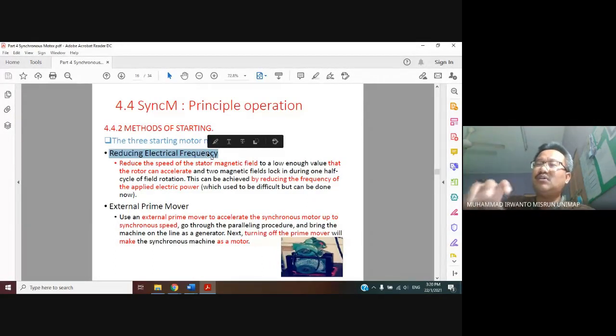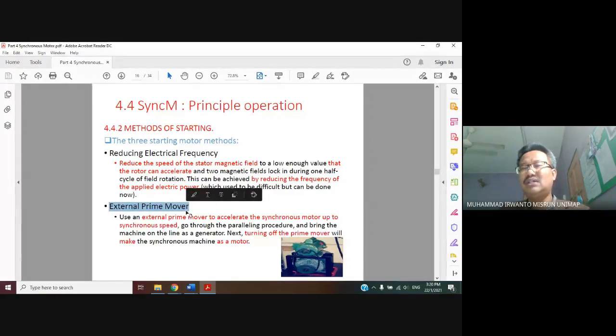So we can call it the adjustable frequency, meaning to control the synchronous motor speed. This is the first method. And then the second is the external motor, meaning we want to help it to start.